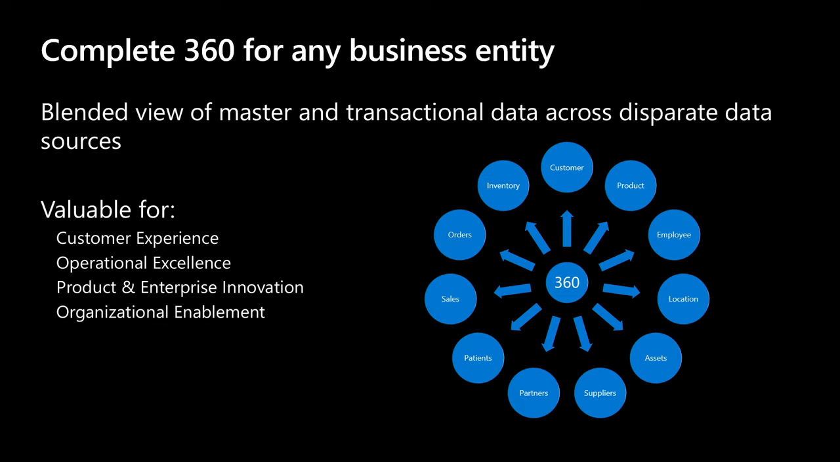It's probably very difficult to see on this slide, but a lot of people, when they think of 360 views, they really think about customers. But the reality is that that can also apply to any sort of business entity that you're capturing data on in your organization. So it could be products, assets, locations, patients, suppliers, inventory, pretty much anything that you're collecting data on, you can create these complete 360-degree views. But probably for the sake of the presentation, I'll stick with customer because that's what most people think of.